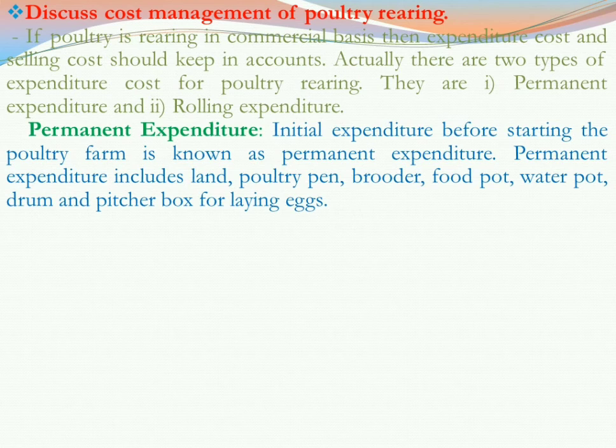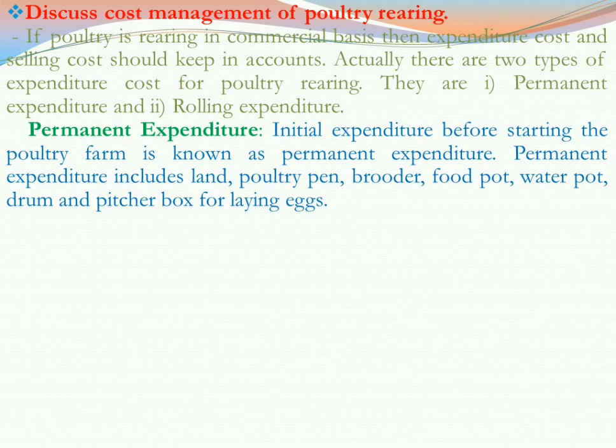The initial expenditure before starting the poultry farm is known as permanent expenditure, which will be stable for the time being. Permanent expenditures are the land where the farm should be made, poultry pen, brooder, food pot, water pot, drum, and pitcher box for laying eggs. So these are included in permanent expenditure.